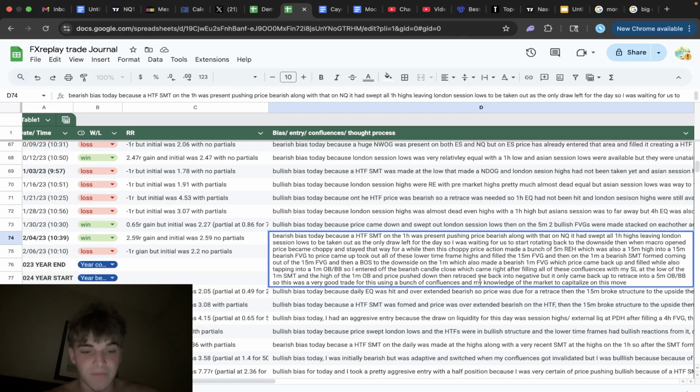Then it retraced me back into negative profit, but it only came back up to retrace into a 5 minute order block, breaker block, like I just explained to you guys. So this was a very good trade using a bunch of confluences and my knowledge of the market to capitalize on this move. Make sure to give yourself some props, guys. Winning trades, losing trades, whatever it may be.